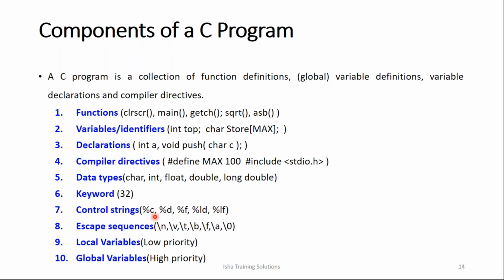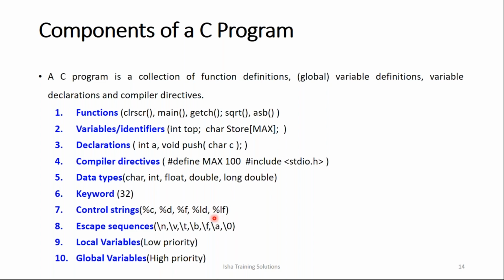%c will denote it is of character. %f will denote it is of float. %ld will denote it is of double. %lf will denote it is of long double. These are a few control strings. Many control strings are there; we will see them in the coming slides.